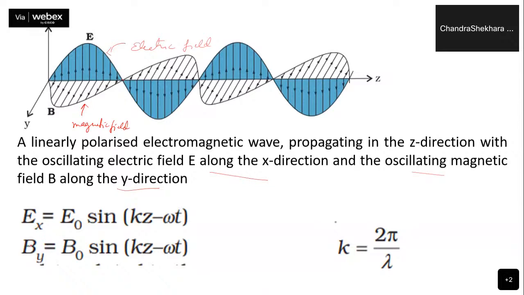Similarly, the magnetic field component, which is in the Y direction, is represented as By is equal to B naught, where again B naught represents the magnitude, sine(kz minus omega t). Therefore, electric and magnetic field components can be represented in this manner.